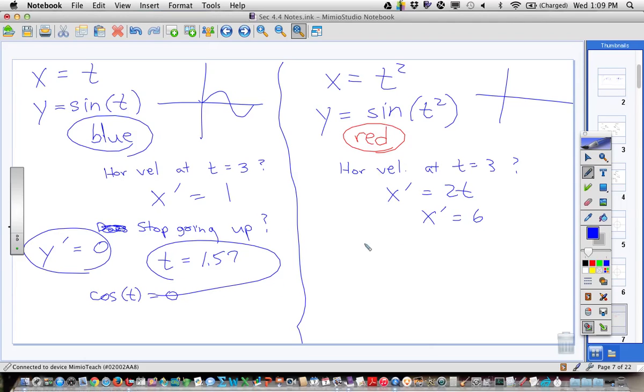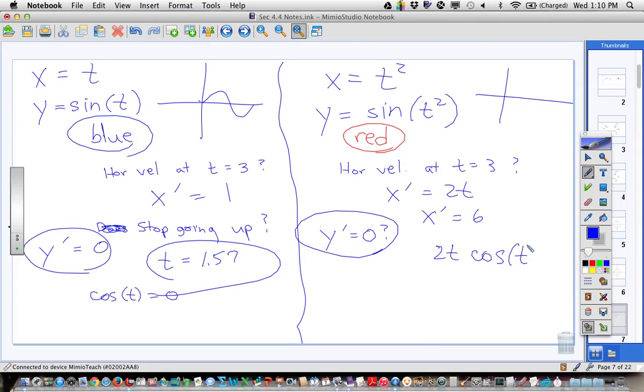Okay? What about this guy? When does this guy stop going up? Isn't it the same question? When does y prime equal 0? That's true of any particle in any problem we ever do. In parametric equations, when does it stop going up means when y prime is 0. When does it stop going horizontally means when x prime is 0, right? It's the same question. So what do you need? You need y prime. Well, what would y prime be?